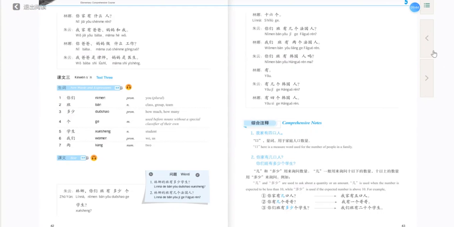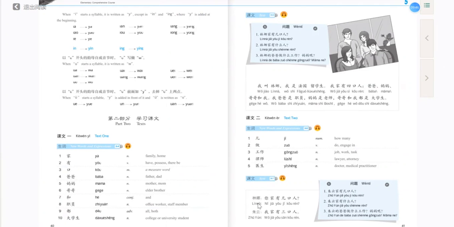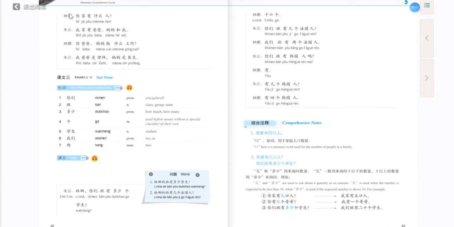Okay, let's read again. Please read after me for text 2. The first line, Li Na says, 你家有几口人？我家有3口人。你家有什么人？我家有爸爸妈妈和我。你爸爸妈妈做什么工作？我爸爸是律师，妈妈是医生。Okay, so this is a conversation between Li Na and Zhu Yun.